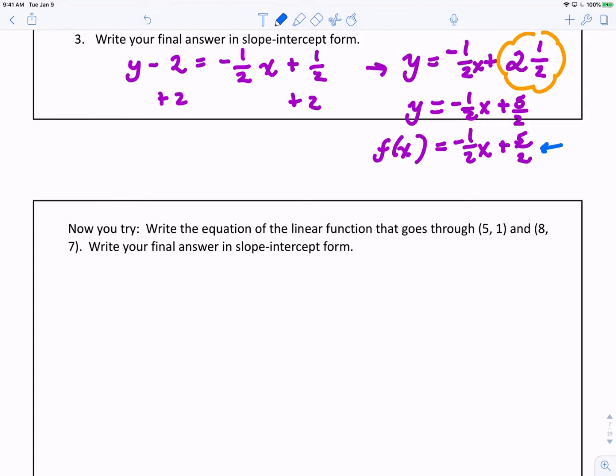All right, so now here's one for you to try. Try writing the equation of the linear function that goes through (5, 1) and (8, 7). And when you're done, write your final answer in slope-intercept form.